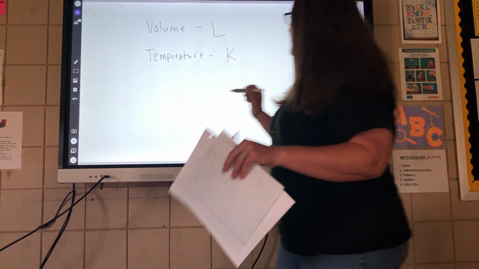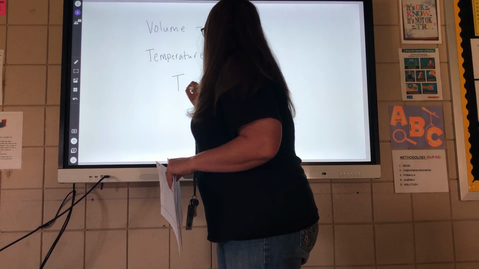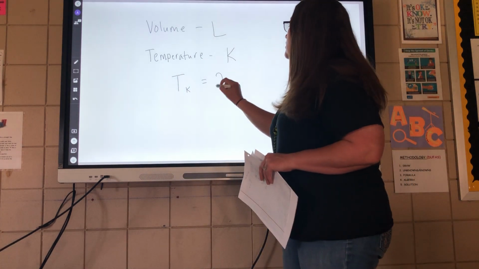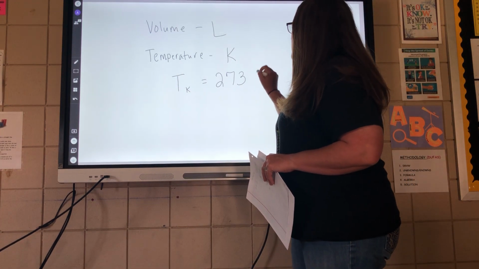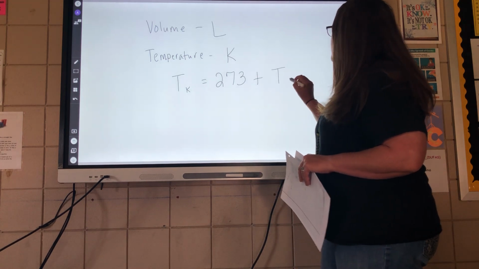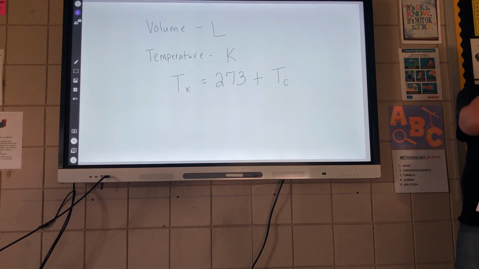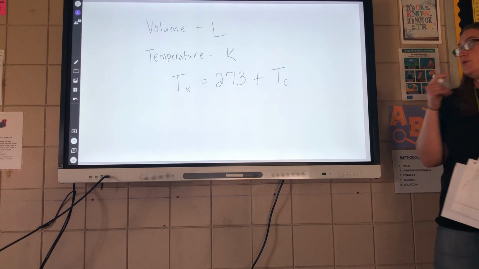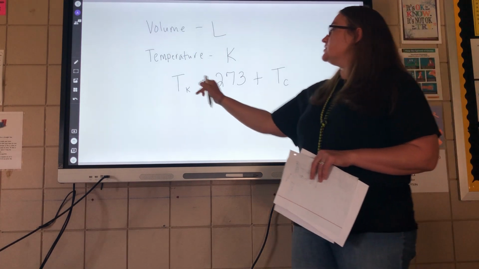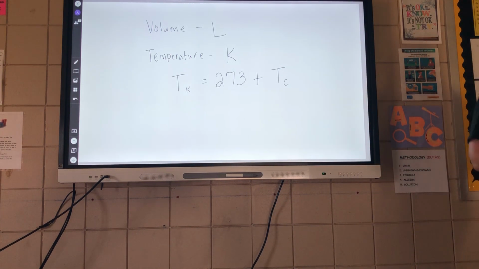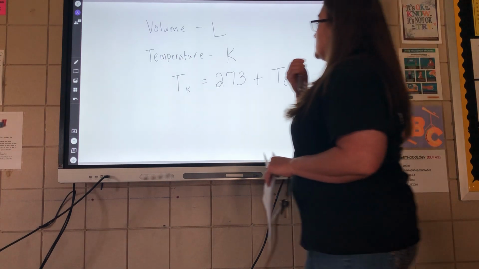So to do that, my temperature in Kelvin, and this is in your notes, is equal to 273 plus whatever my temperature is in Celsius. Okay? So when you see that formula, that's temperature in Kelvin, temperature in Celsius. Some problems it'll already be given to you in Kelvin, some it will be given to you in Celsius.